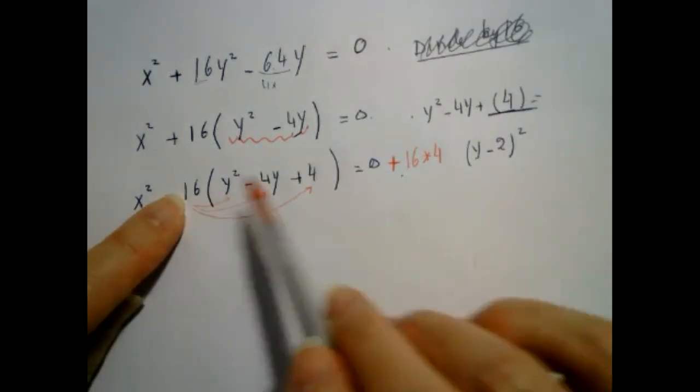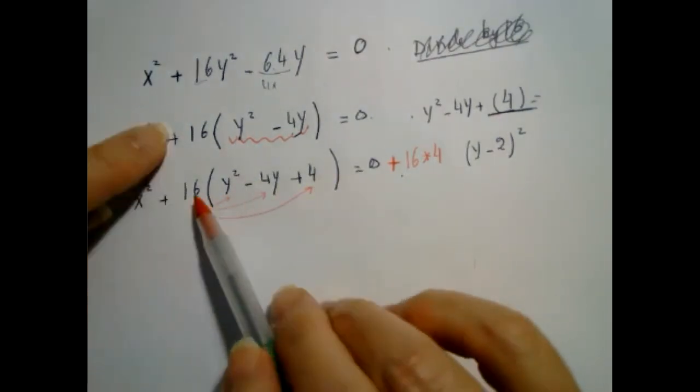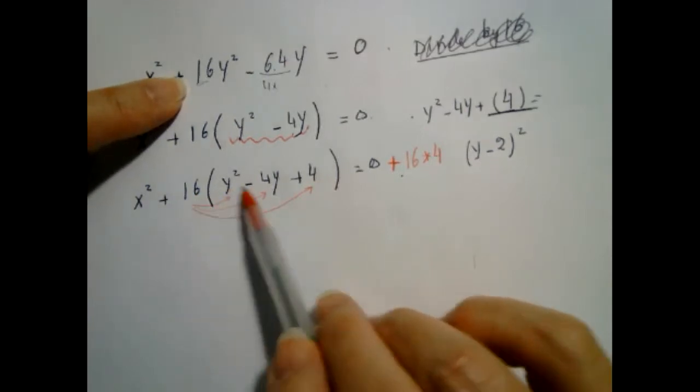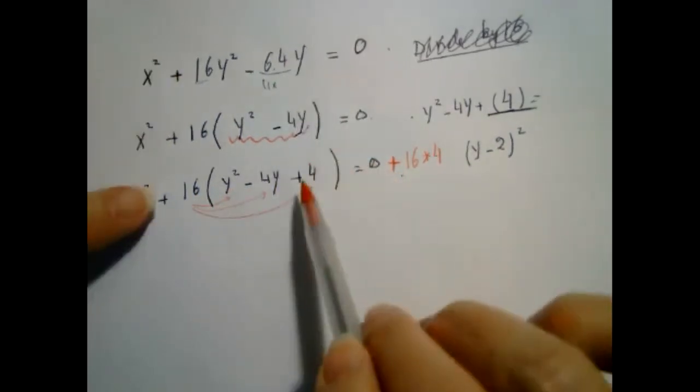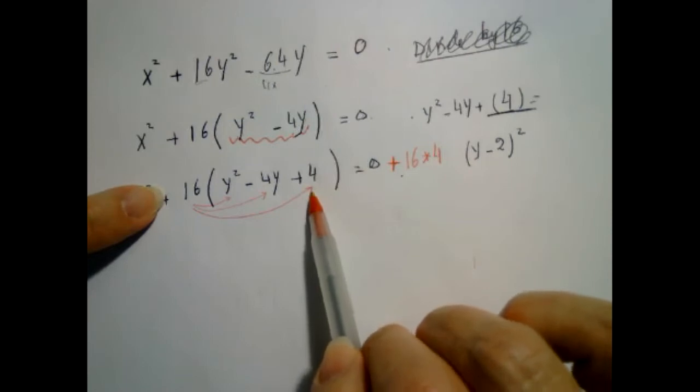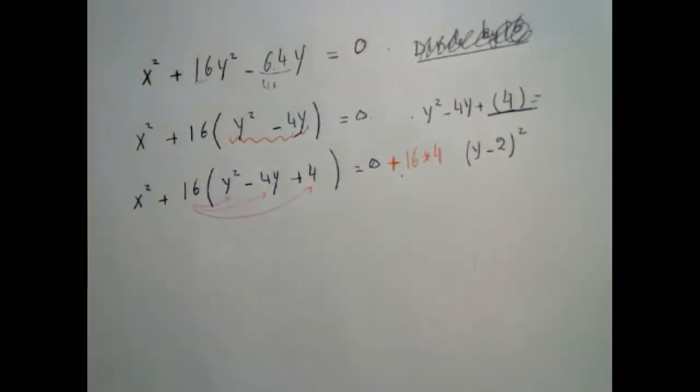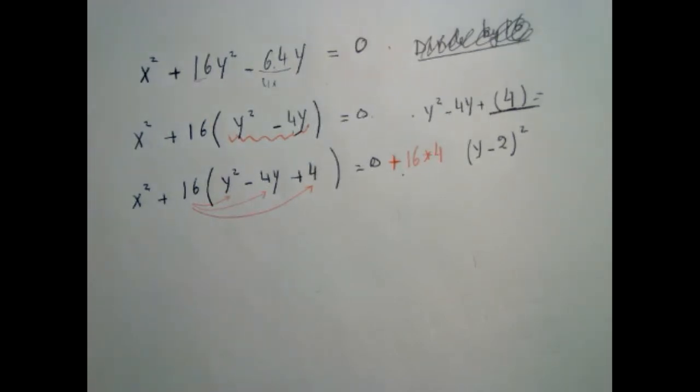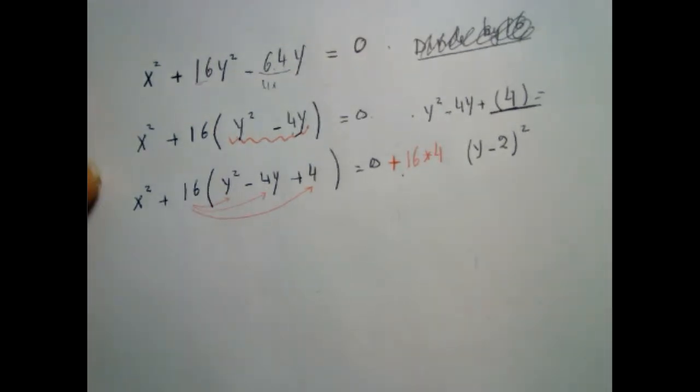I added 16 times 4, because when you multiply out, you get the 16y squared minus the 16y, but you actually added 16 times 4. That's what you have to add to both sides. How? Think about it a little bit, one more time. So here on the side, let us think.